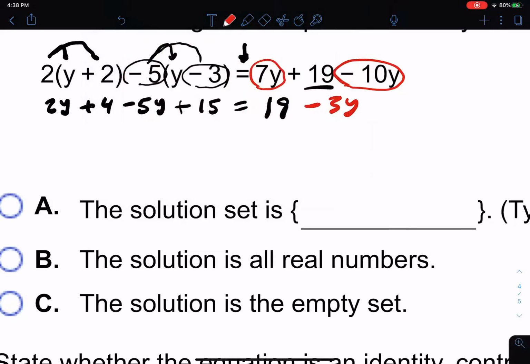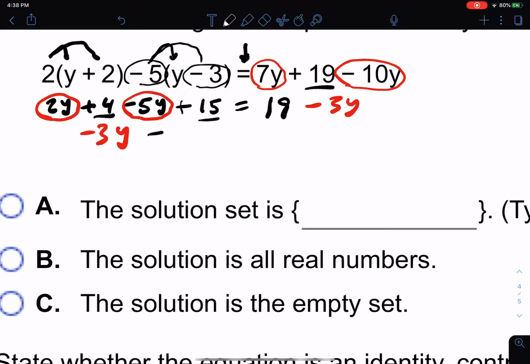So let's do that. We've got a 2y minus 5y, which is negative 3y. We also have a 4 and a 15, which is 19. So we've got negative 3y equals negative 3y. I'm going to use the same color.